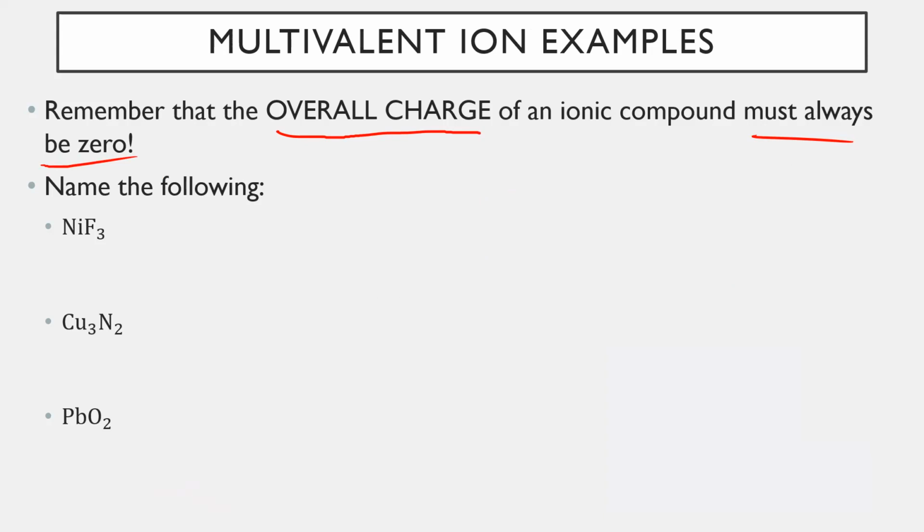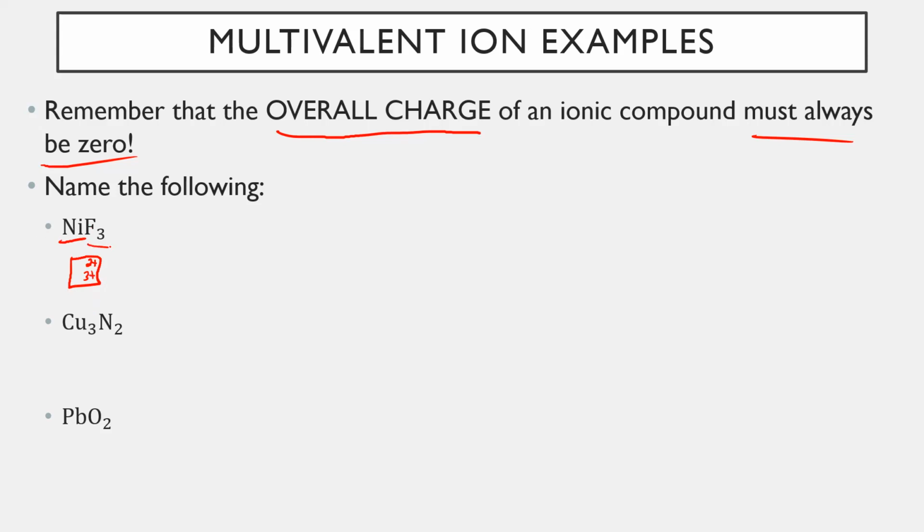Let's name the following. We have NiF3. So Ni is nickel. If you look at nickel on your periodic table, you're going to see that it has either a 2 positive charge or a 3 positive charge. Shoot, right? There's more than one kind. And if we want to name this, we have to figure out which one it is.